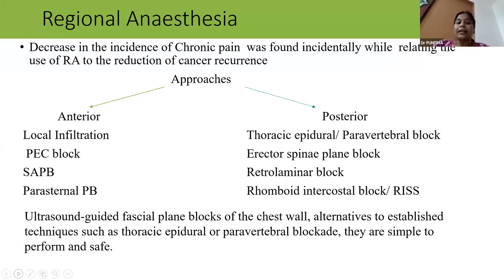That can be an anterior approach or a posterior approach. In the anterior approach, the procedures done are local infiltration, the PEC block, the serratus anterior plane block, and the parasternal plane blocks. Through the posterior approach, the thoracic epidural, paravertebral block, erector spinae plane block, retrolaminar block, and rhomboid intercostal block are the procedures done. So ultrasound-guided fascial plane blocks of the chest wall are alternatives to established techniques such as thoracic epidural or paravertebral block, and they are simple to perform and also safe.